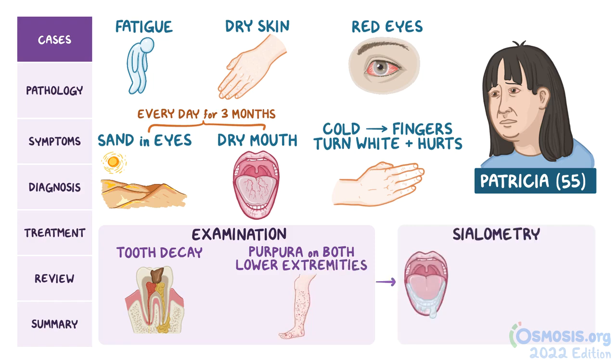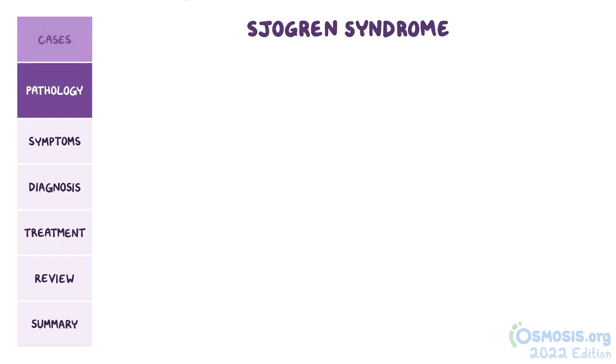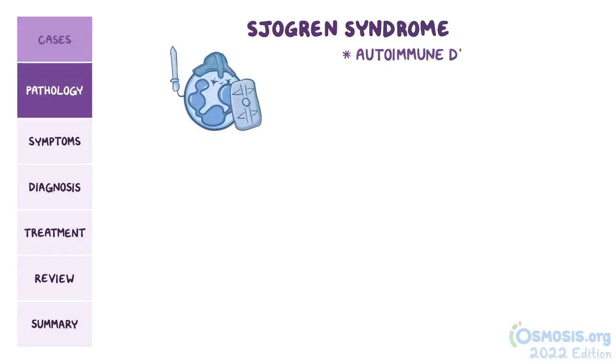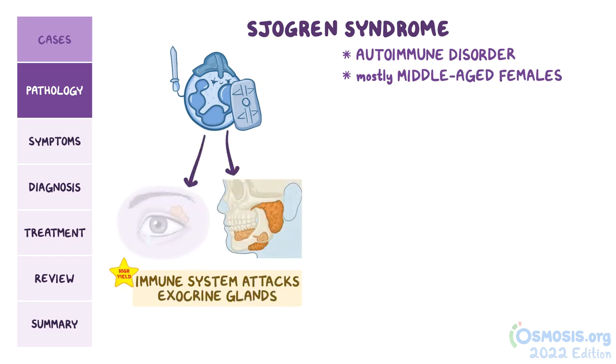Sialometry was performed, which detected salivary hypofunction. Okay, so Patricia's clinical picture is suggestive of Sjogren syndrome. Now, Sjogren syndrome is an autoimmune disorder that mostly affects middle-aged females. The high-yield concept here is that the immune system attacks various exocrine glands, especially salivary and lacrimal glands.